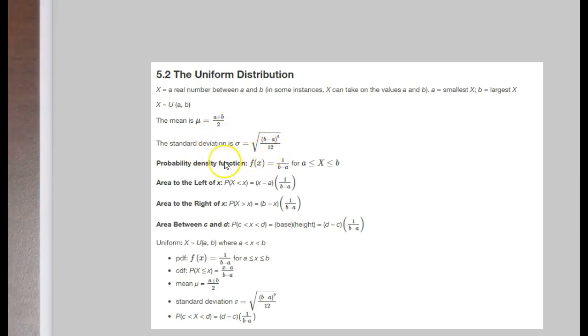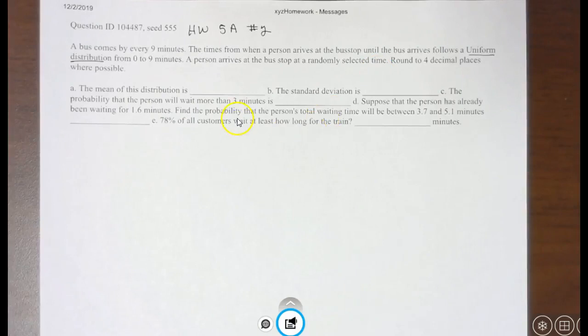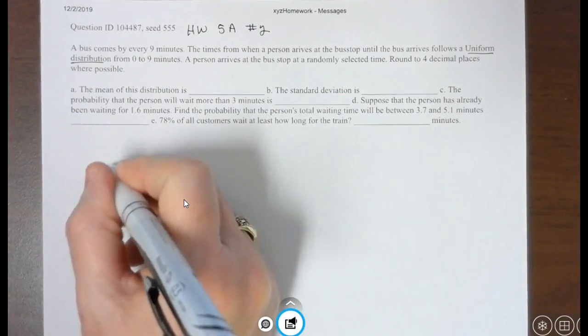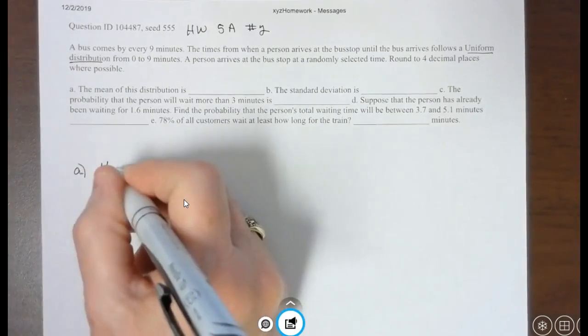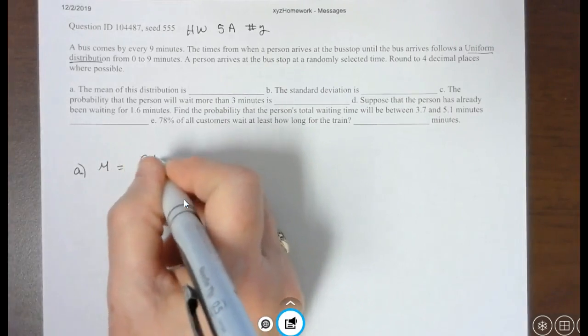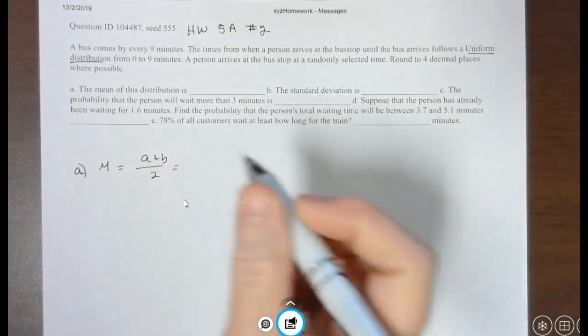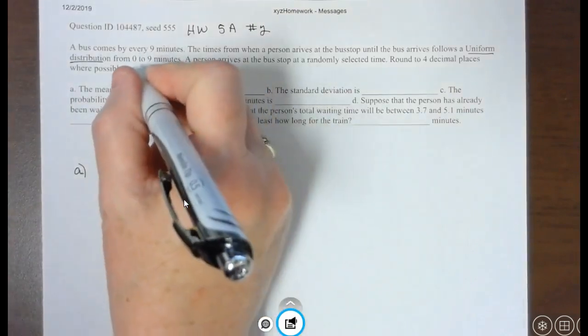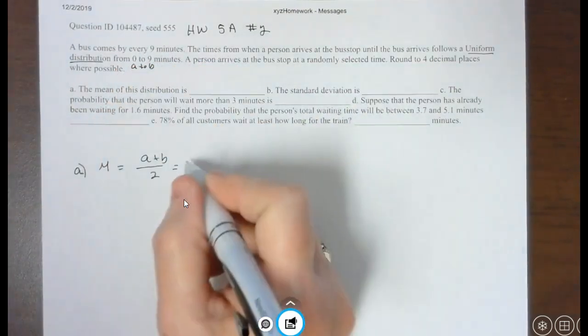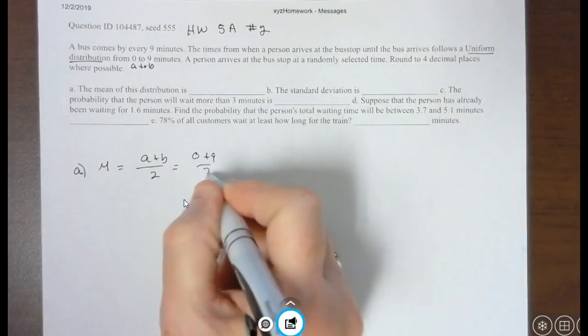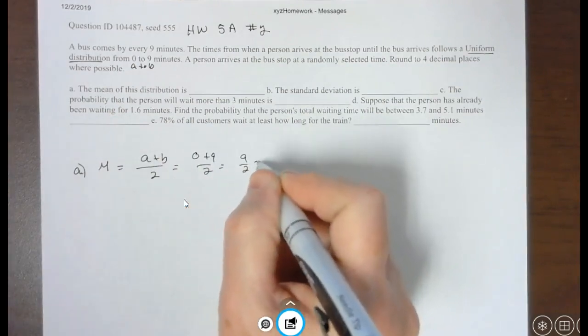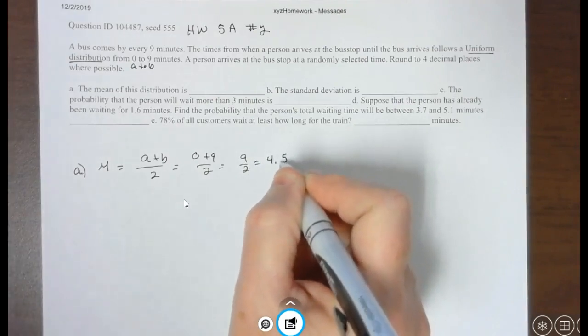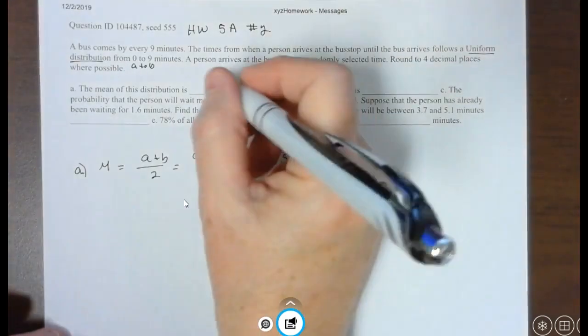And then here's the standard deviation. There's other information, this is all about the uniform distribution, depending on what we're trying to find, so we may come back to that. So the mean of the distribution is a plus b over 2. Well, here's my a to b, so it's going to be 0 plus 9 over 2, which is 9 divided by 2, which equals 4.5 for the mean of my distribution.